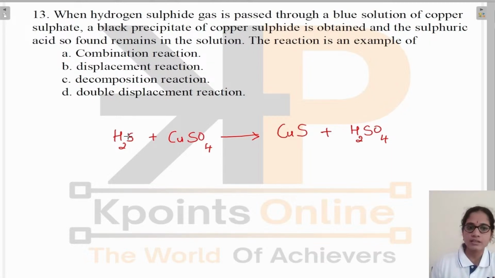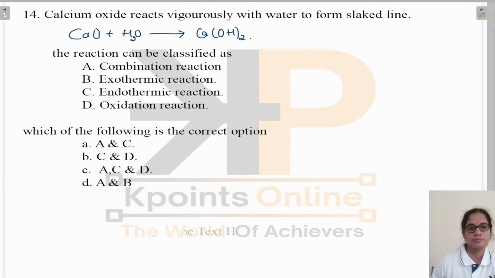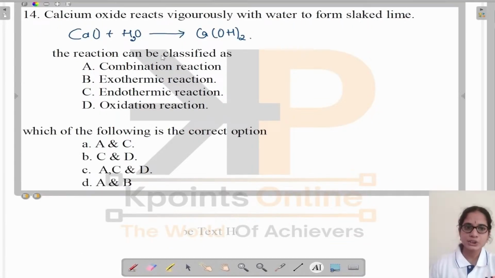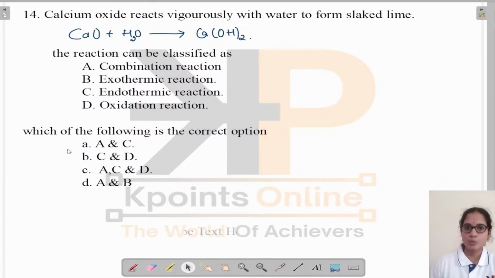You can observe here there is exchange of ions between the compounds. Okay. Here there is exchange of ions. So this indicates that this is a double displacement reaction. Okay. The correct option will be double displacement reaction. That is option number D. Next, the question is, calcium oxide reacts vigorously with water to form slaked lime. The reaction can be classified as combination reaction, exothermic reaction, endothermic reaction, oxidation reaction. Then options given here are A, B, C and D.